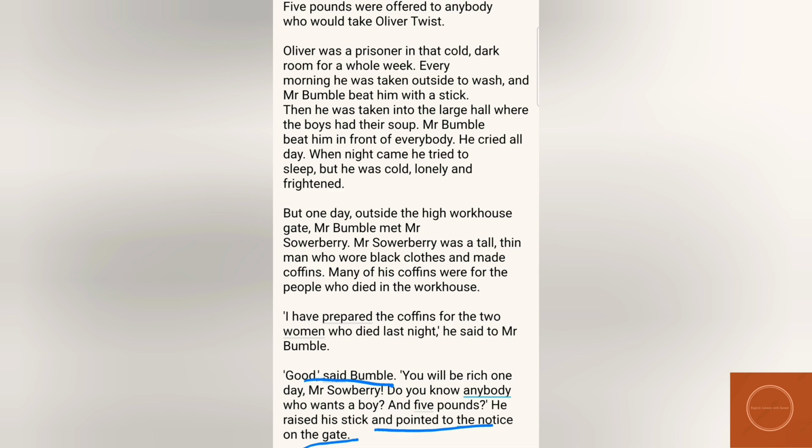Now, Mr. Bumble, at what is he saying good? He is saying good at the work that Mr. Sowerberry had done. You will be rich one day. He's just saying that Mr. Sowerberry, for the work that you're doing, you will surely be rich one day. Do you know anybody who wants a boy? Now, whom do you think is this boy? This boy is none other than Oliver Twist. And 5 pounds. You remember the notice that they had put on the large gate of the workhouse? All these details he's stating here now. And so he pointed at the notice on the gate. So it is the notice of Oliver Twist only, because he just wanted to get rid of the boy whom he thought would spoil the others.